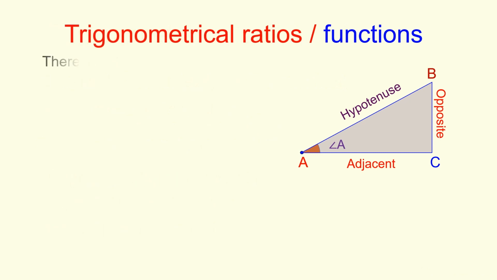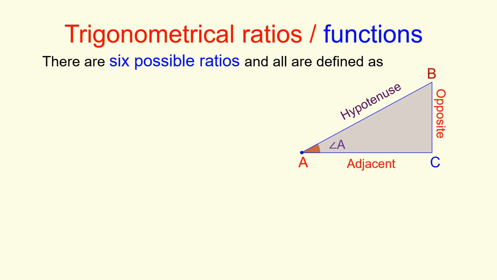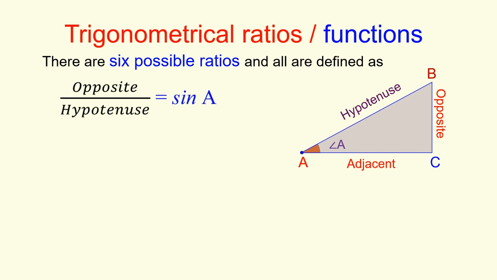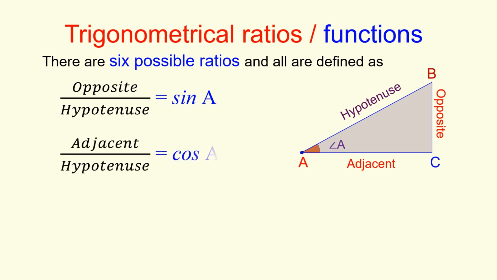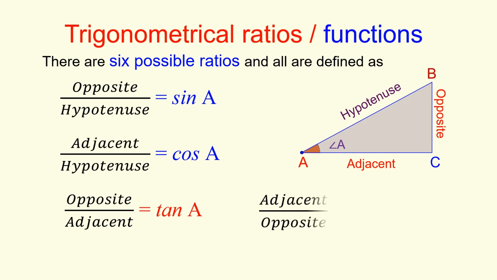There are 6 possible ratios and all are defined as opposite divided by hypotenuse is sine A. Adjacent divided by hypotenuse is cosine A. Opposite divided by adjacent is tan A. Adjacent divided by opposite is cot A.